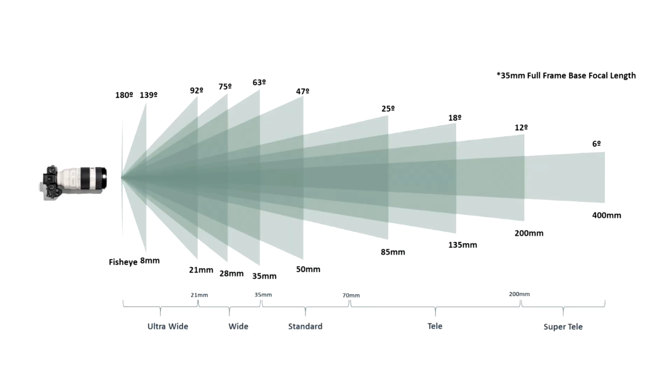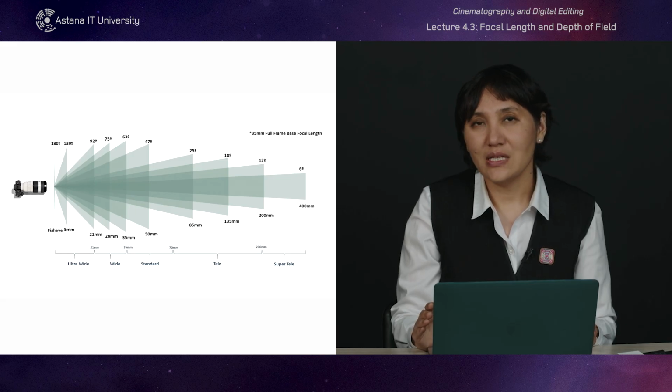Coming to this slide, pay attention to how focal length and the angle of view are connected to each other. Yes, longer focal length, narrower angle of view. Smaller focal length means that this lens has a wide angle of view.